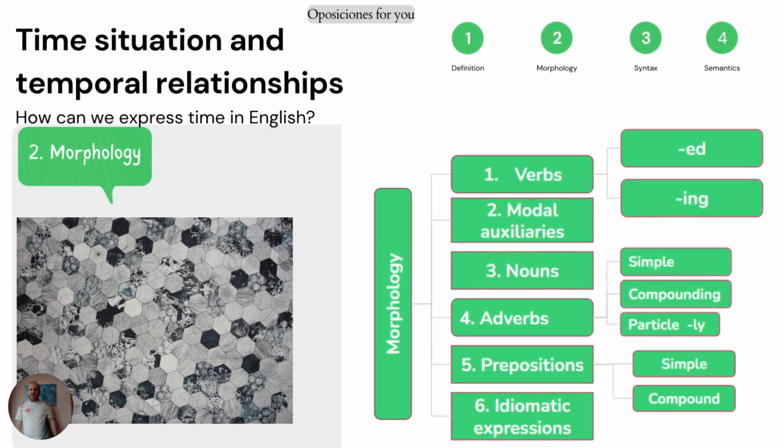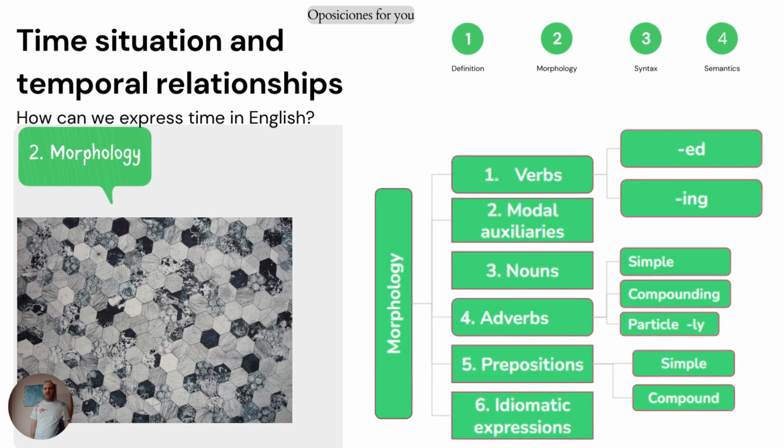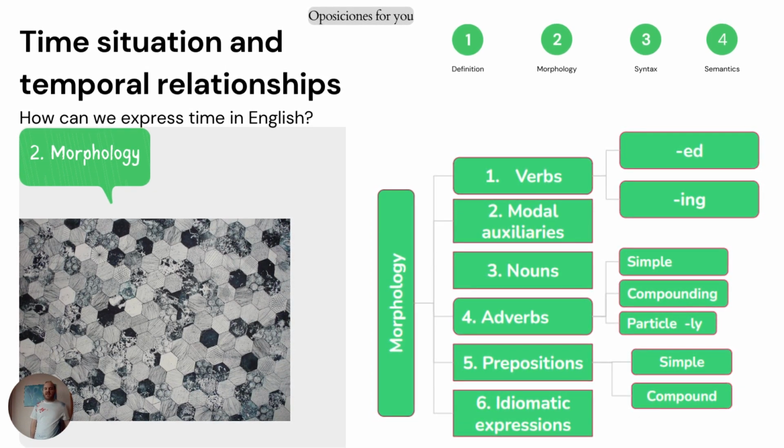Now that we've established the key concept of time situation and temporal relationships, let's take a closer look at the role of morphology in expressing time and frequency. Verbs. One way that morphology can convey information about time is through the use of verb inflections or tenses. In many languages, specific inflections on verbs can indicate when an action or event occurred or is occurring. For example, in English, the suffix -ed is often added to verbs to indicate past tense, as in I walked.